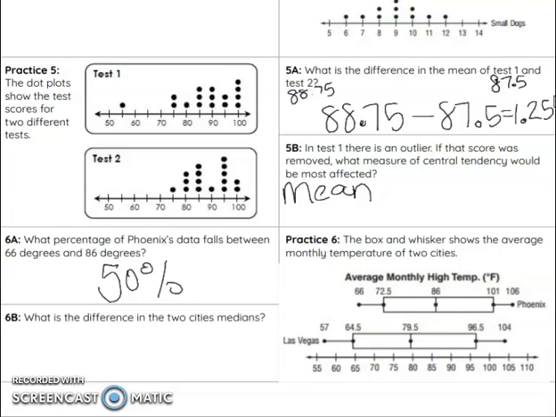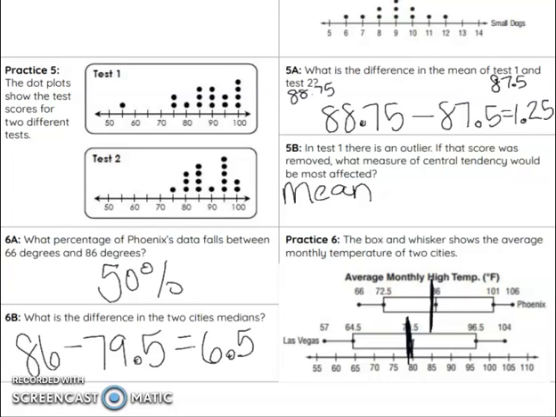And then the last one, 6B, what is the difference in the 2 cities' medians? So we have 79.5 and 86. And subtract, and you get 6.5.